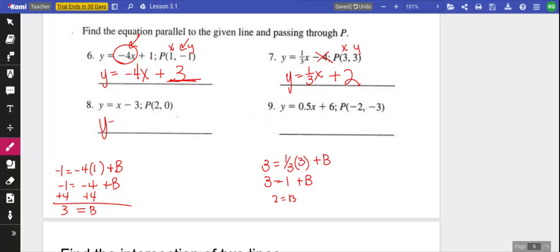On number 8, y equals 1x, and I don't want the 3, I want something else. So I'm going to do 0 equals 1 times 2 plus b. So 0 equals 2 plus b. So b equals -2.